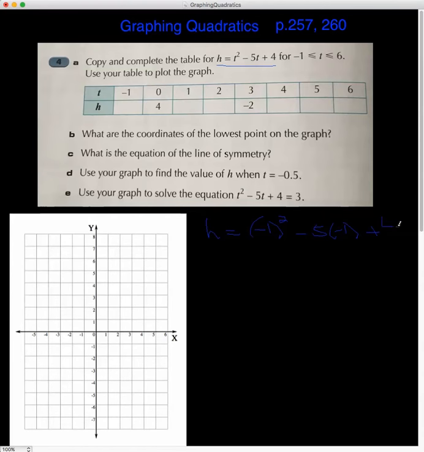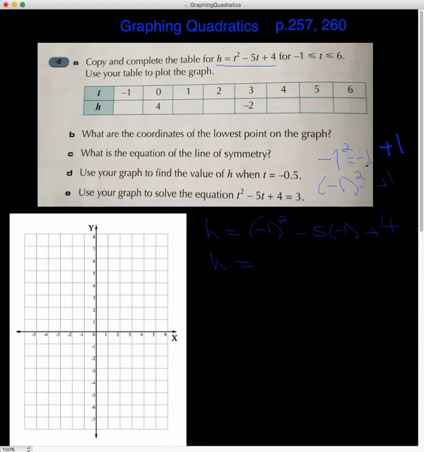So all you need to do is insert -1 into this function here. And you can do this on your calculator. If you do the work, -1 squared. Be careful, don't do -1 squared on your calculator. That's different from (-1) squared, okay? This gives you -1. This gives you +1.